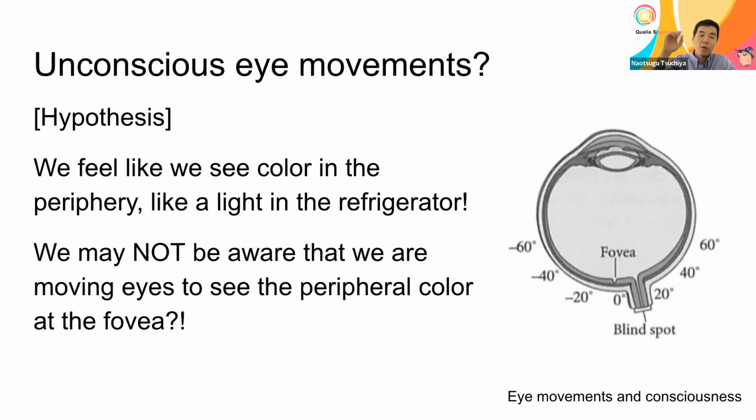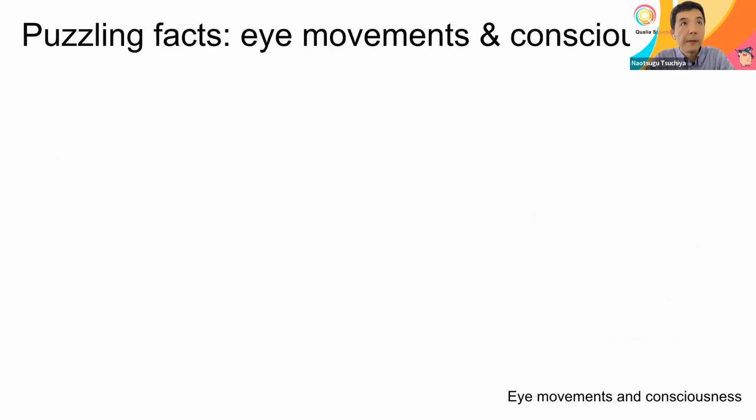So it's only lit when you open the refrigerator, and something similar happens with the color on the periphery. When you attend to it, there is a color there, but in fact it's all illusory and gray scale. That's what they are claiming.